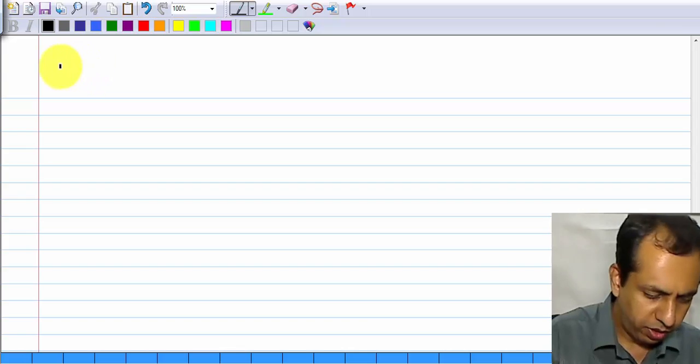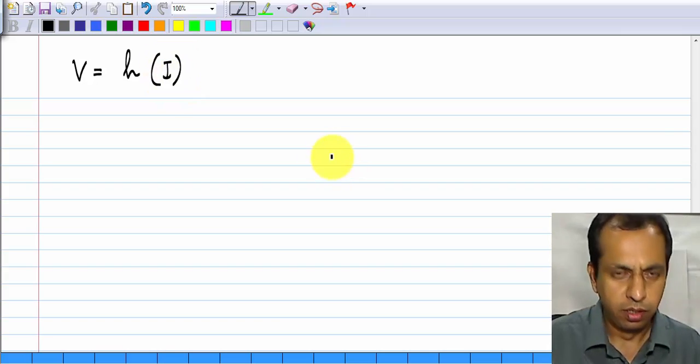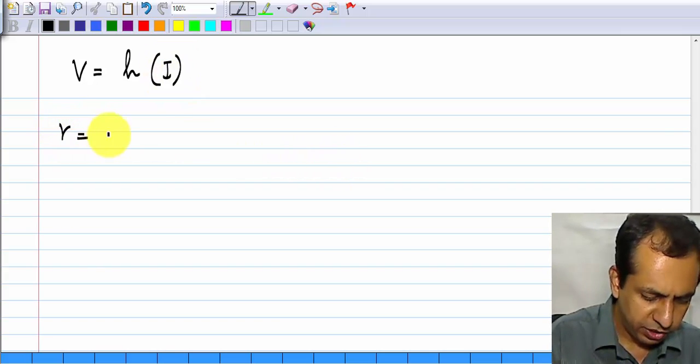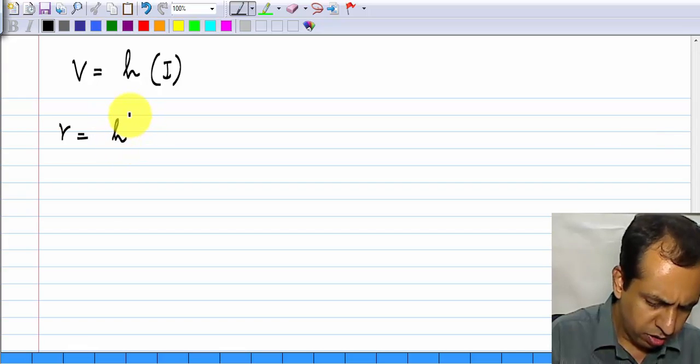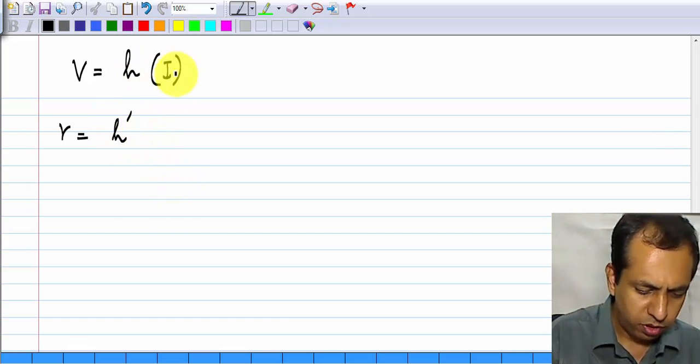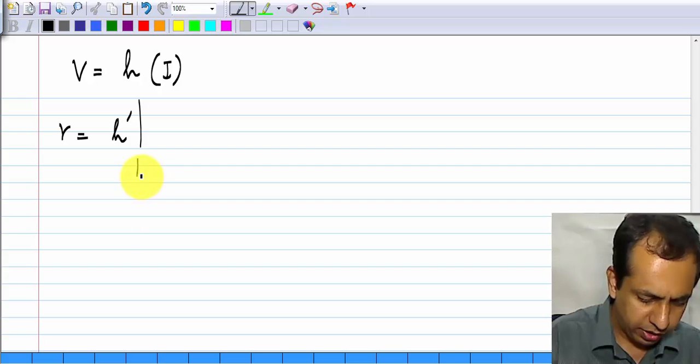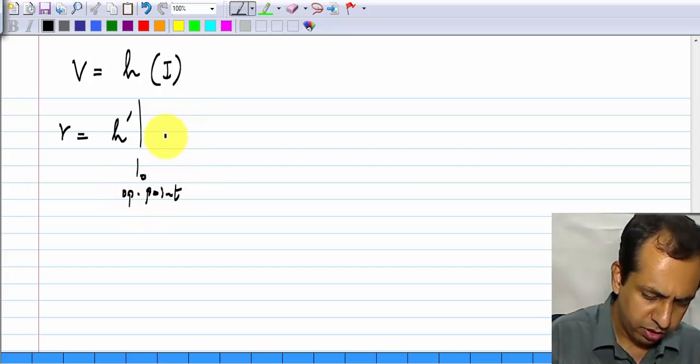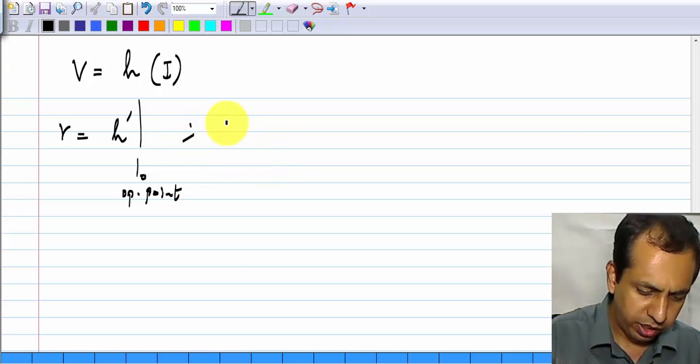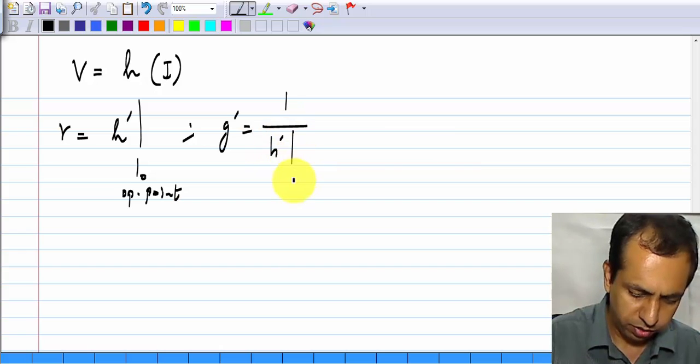If the nonlinearity were represented like this, voltage as a function of current, then the incremental resistance would be the slope of h calculated at the operating point. This is whatever the operating point is. Okay. And the incremental conductance would be the reciprocal of this one.